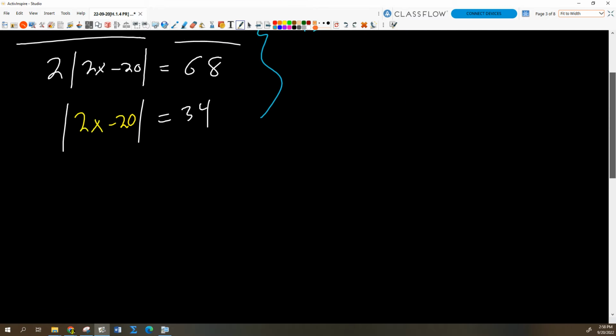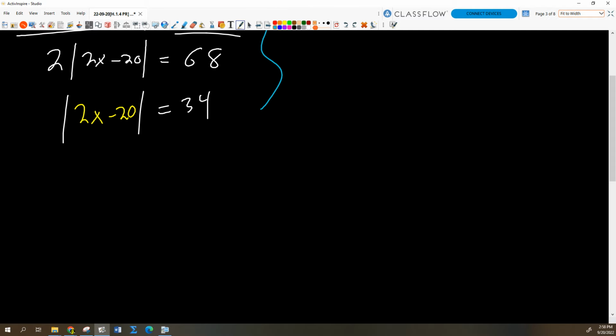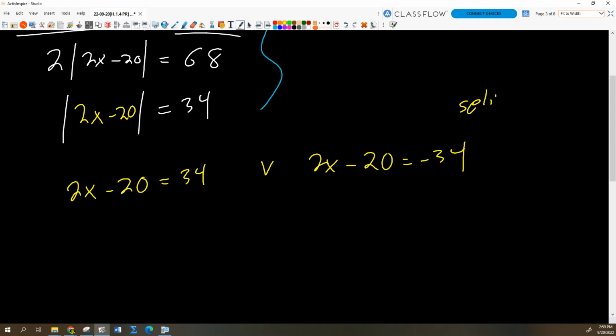What's step 2? Good. Split it. Perfect. So what's inside? And now here's the other mistake that people sometimes make: they want to make what's inside positive and negative. No, what's inside stays the same. You either get 2x minus 20 equals positive 34, or 2x minus 20 equals negative 34. So step 2, split. Check. Step 3, solve.